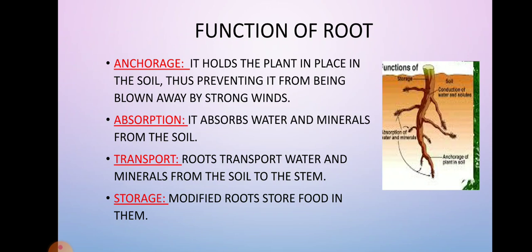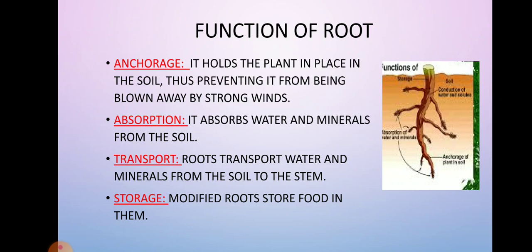Then the next is absorption. Absorption is done by the roots. It absorbs water and minerals from the soil, which are supplied further for growth and even for carrying out the process of photosynthesis. Then we have transport as its next function. Transport of again water and minerals is done from the soil to the stem. So it acts like a passage between the soil and the stem. Then we have the next function, that is storage.